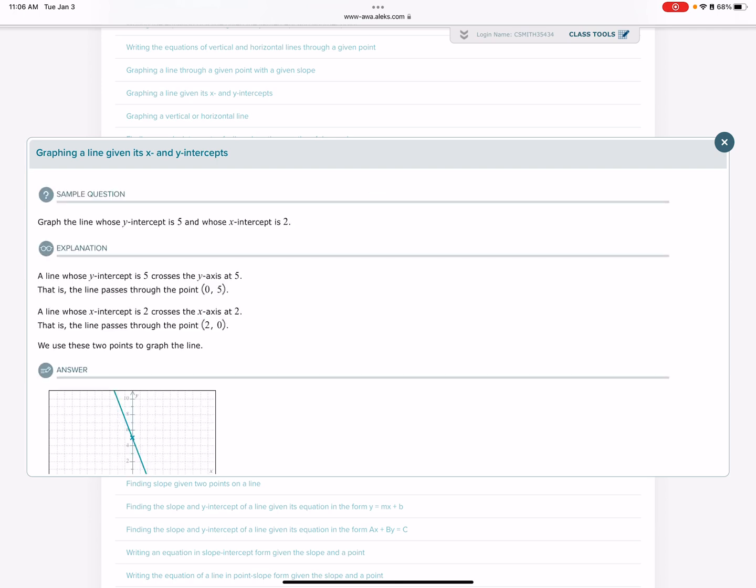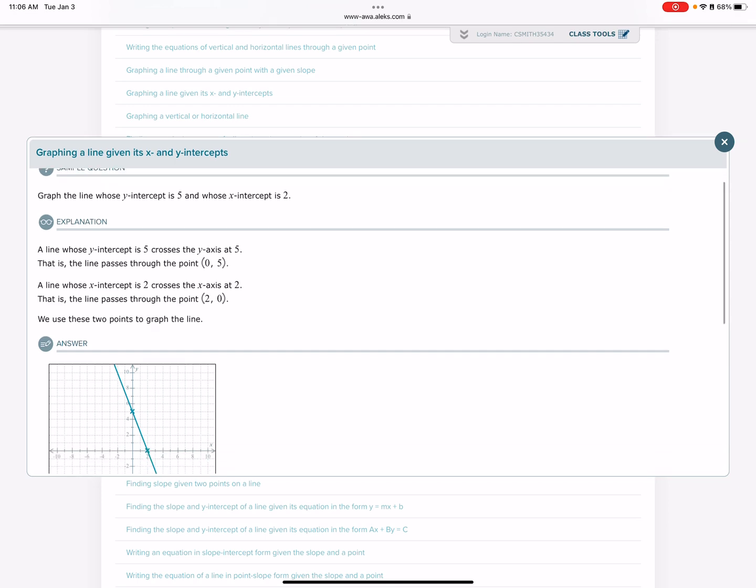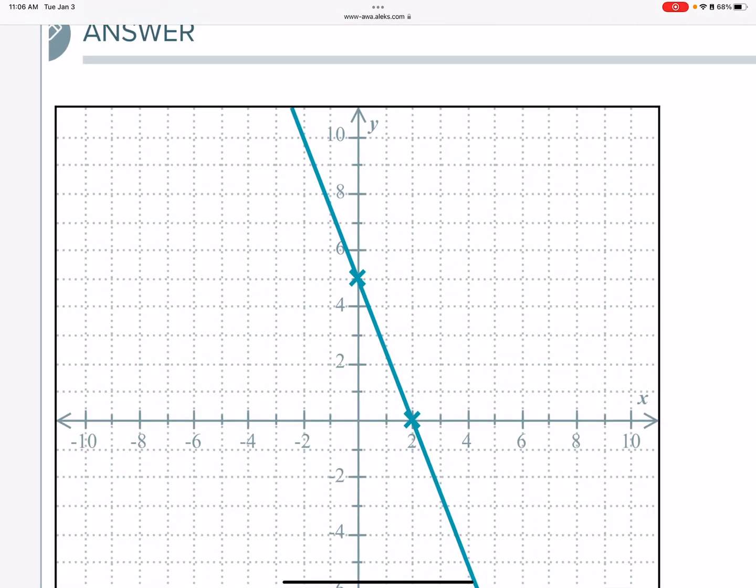Okay, graphing a line giving x and y intercepts. Graph a line whose y-intercept is 5 and x-intercept is 2. Just simple here. X-intercept is 2. Just plot it right here on the x-axis at 2. Y-intercept is 5. Plot it right here where 5 is. I'll just circle and then connect the dots.